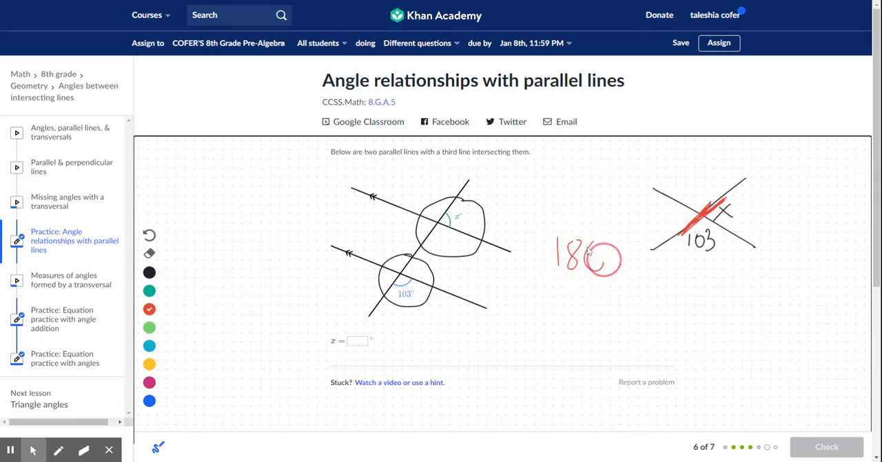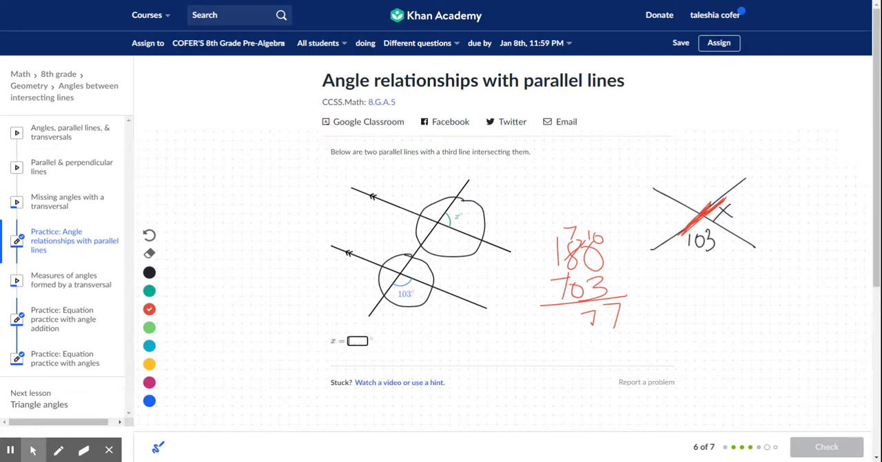So in order to figure out what X is, I take 180 and I subtract 103 from it. I can't do 0 minus 3, so I borrow. This becomes a 7. This becomes a 10. 10 minus 3 gives me 7. 7 minus 0 gives me 7. And 1 minus 1 gives me nothing. So I know that X is equal to 77.